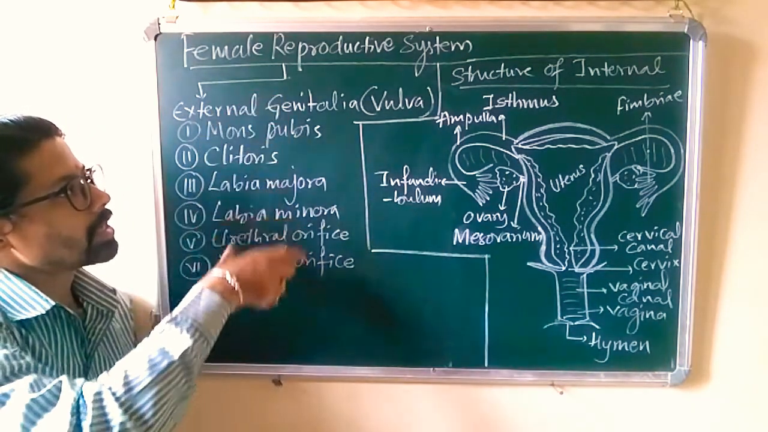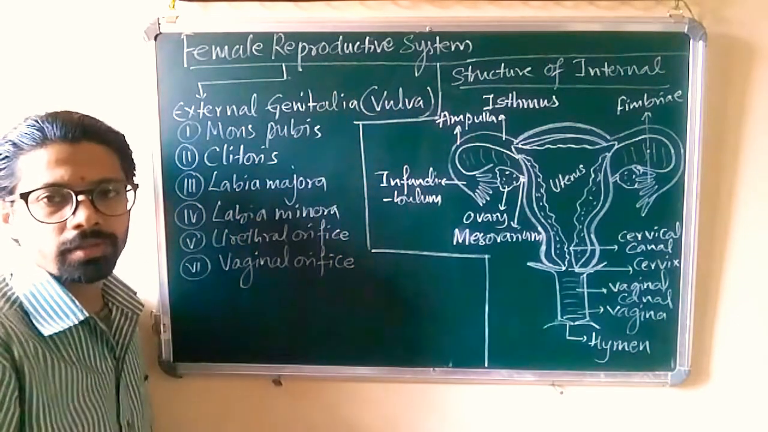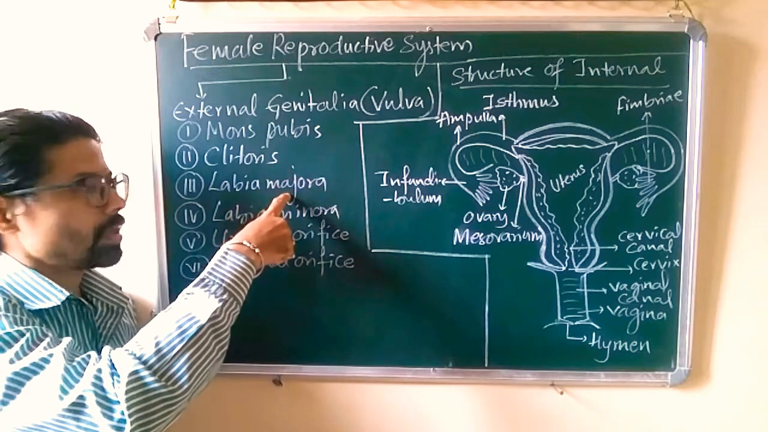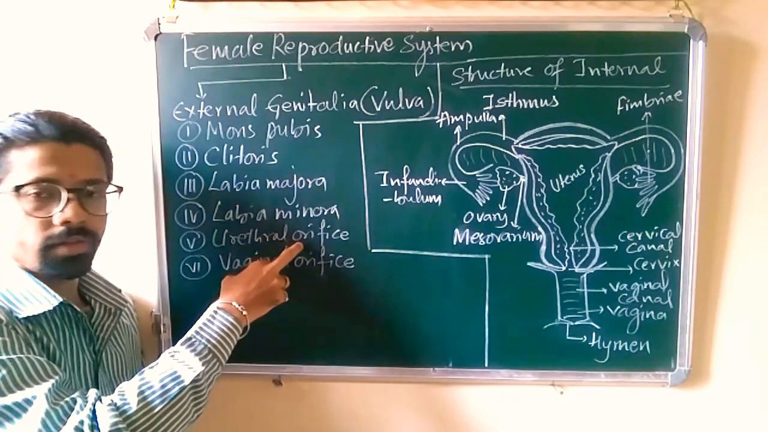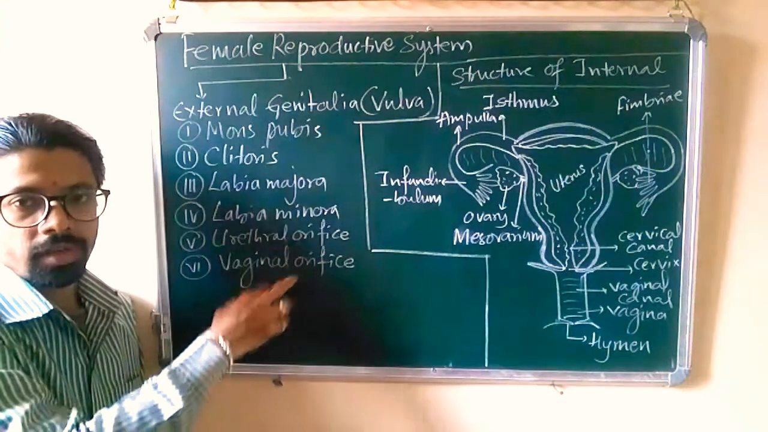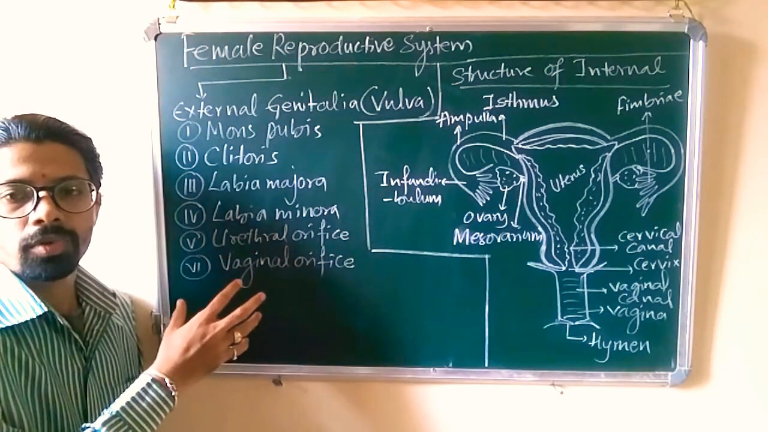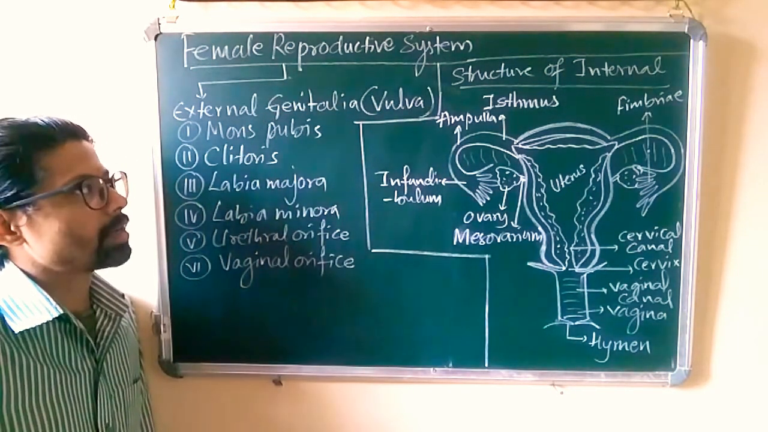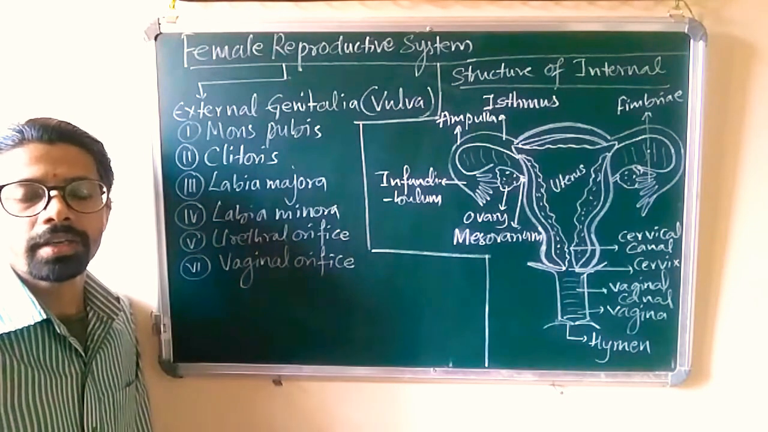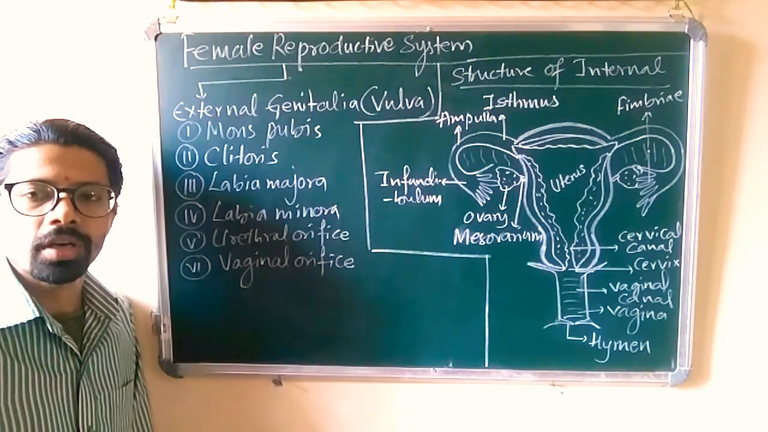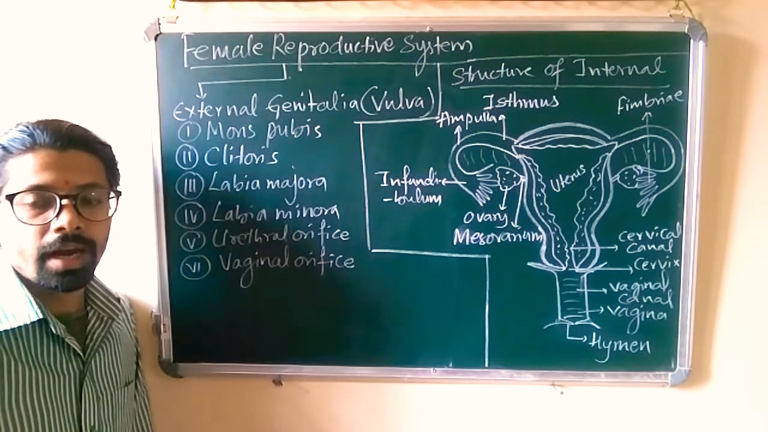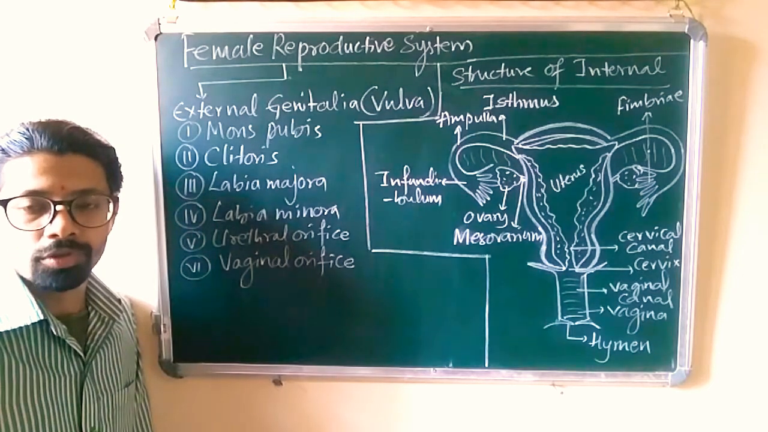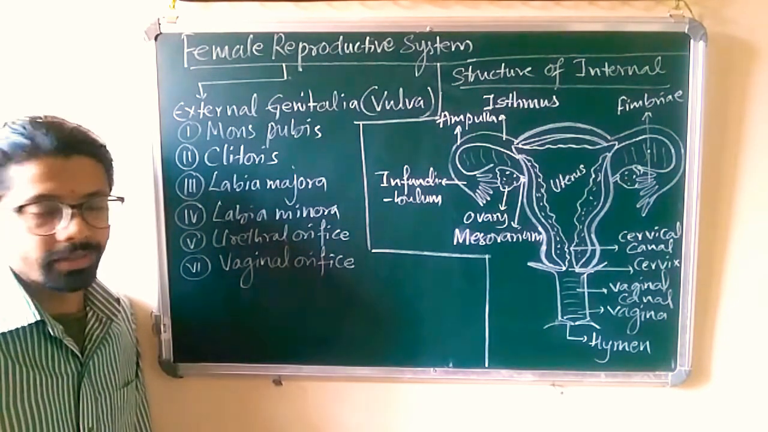The external genitalia are collectively called the vulva, and it contains the structures called mons pubis, clitoris, labia majora, labia minora, urethral orifice and vaginal orifice. All these structures are present in one region called the vulva. The anterior most part of the female external genitalia is the mons pubis. It is generally covered by skin and pubic hair externally, and below the skin there is a layer of adipose tissue, a thick fat deposition.